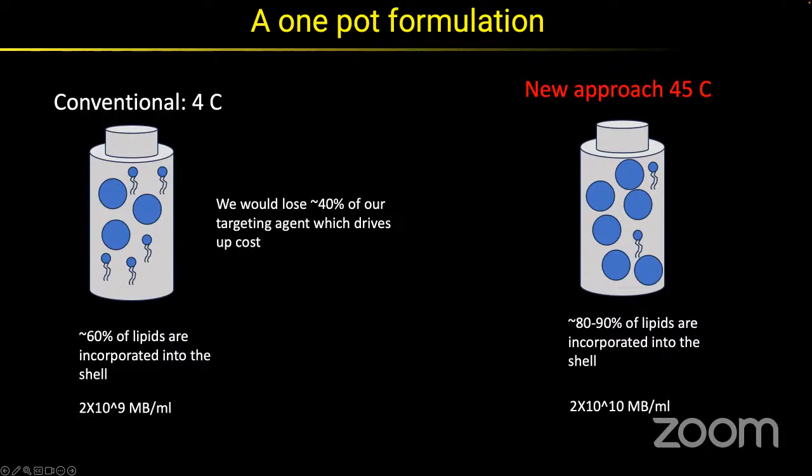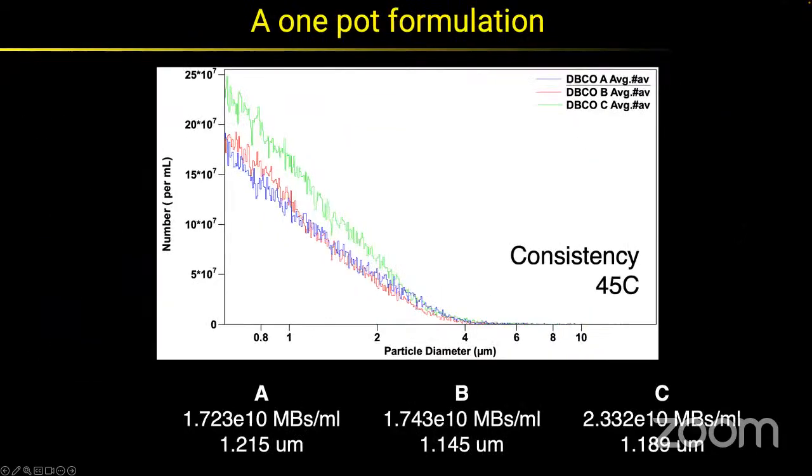So we're having to pull out like 5-6 microliters out of a vial of microbubbles for injecting. But it was great for this because now 80 to 90% of the lipids are incorporated into these shells. So we're not actually losing that many microbubbles or of our targeting agent. And we find that it's really consistent. These are 3 independent experiments. We see all the time about 2 times 10 to the 10 microbubbles per ml with a very similar size distribution using this approach.